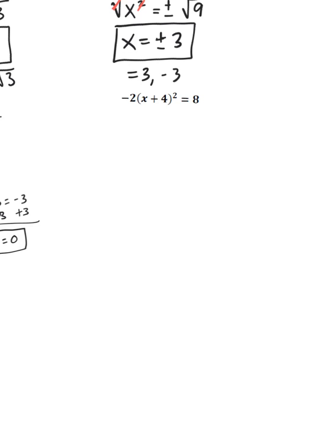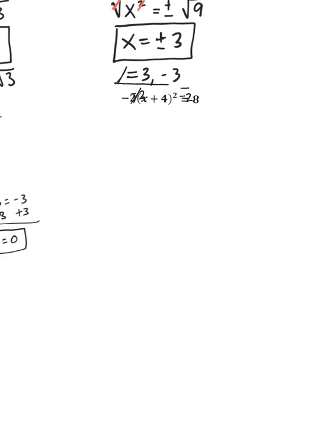So on this one, I do have something in front of my squared term. I have this negative 2 right here. I need to get rid of that first before I can take a square root. So I'm going to divide both sides by -2. The reason we're dividing is because -2 and x plus 4 are being multiplied together, because there's no symbol in between. So to undo that multiplication, we're going to do division. So divide both sides by -2.